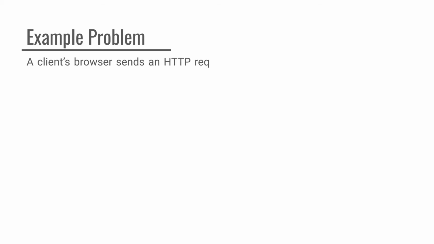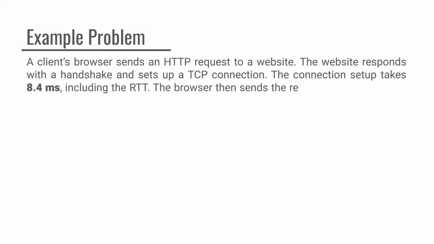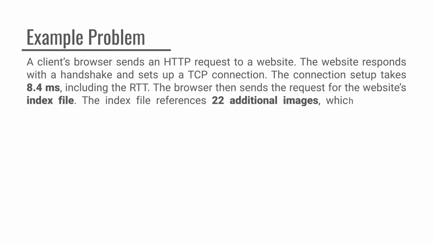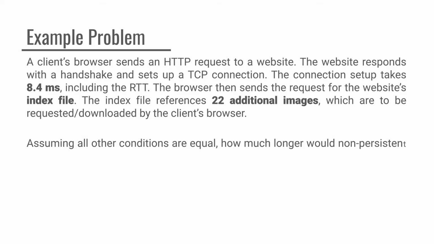Here's an example problem that compares the two types of HTTP. A client's browser sends an HTTP request to a website. The website responds with a handshake and sets up a TCP connection. The connection setup takes 8.4 milliseconds, including the round-trip time. The browser then sends the request for the website's index file. The index file references 22 additional images, which are to be requested and downloaded by the client's browser. Assuming all other conditions are equal, how much longer would non-persistent HTTP take than persistent HTTP?